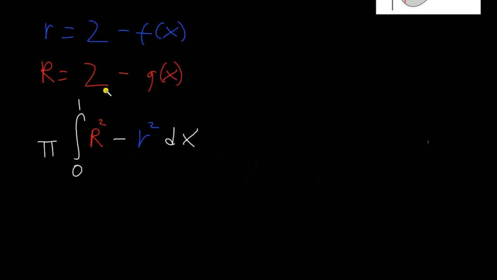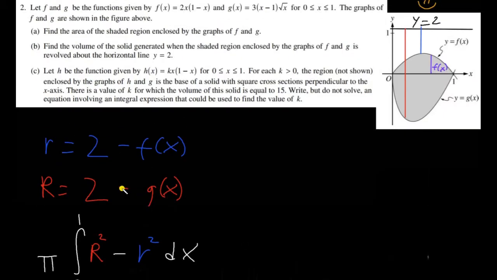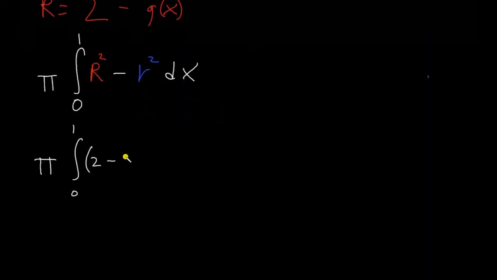Alright, so you can take this 2 minus g of x and 2 minus f of x, and plug that into here. I'll even do it for you just to show what it would look like. Pi times the integral from 0 to 1 of 2 minus g of x. What's g of x? Okay, 3 times x minus 1 times square root of x, squared. That's our big R. That's 2 minus g of x squared. That's our big R squared.